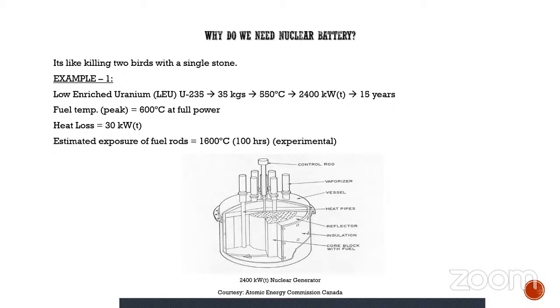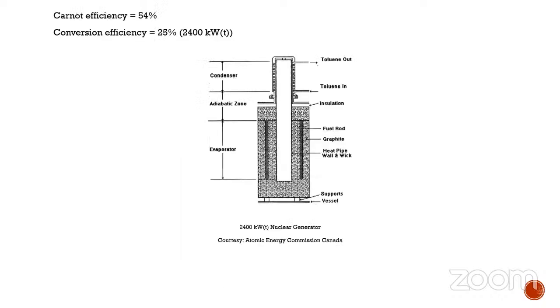If the fuels are exposed to radiation while the reactivity is going on inside the reactor, they can reach an estimated temperature of 600 degrees Celsius with a continuous run of 100 hours. After that, we have to decrease the temperature, and then we can run it for another 100 hours. This is an experimental value, it can increase or decrease. The Carnot efficiency is around 54%, whereas the conversion efficiency to electricity is 25%. That's for a thermal nuclear generator.